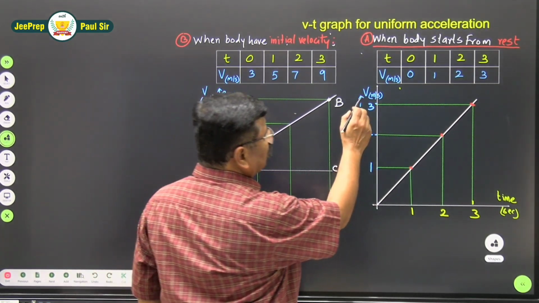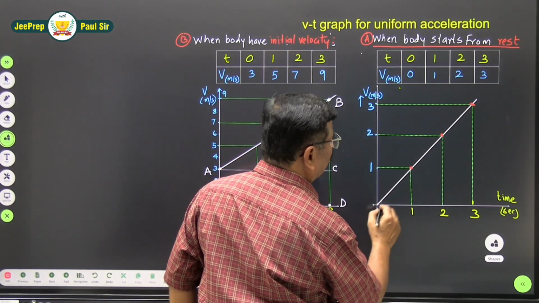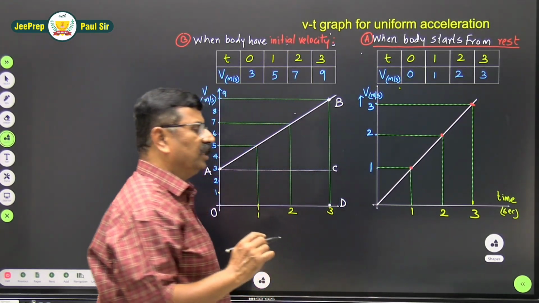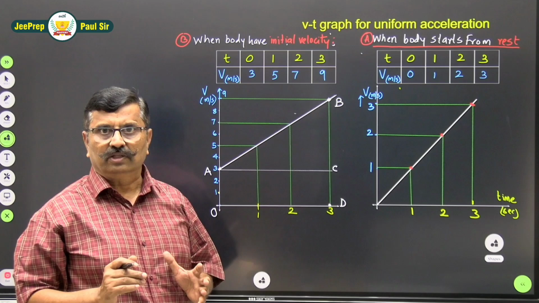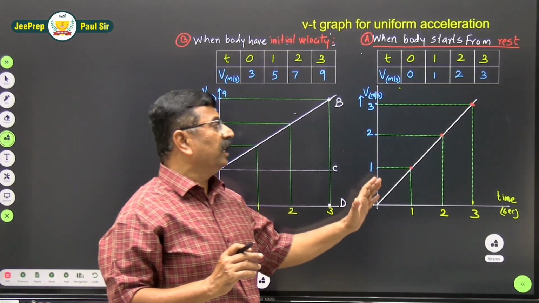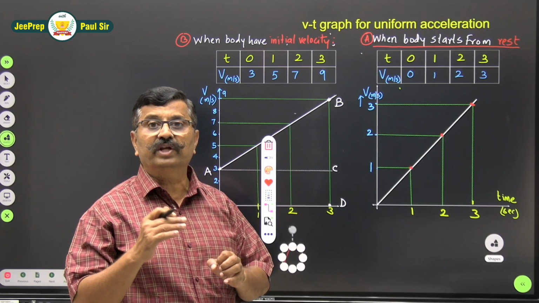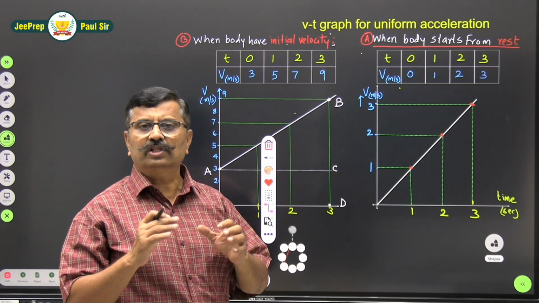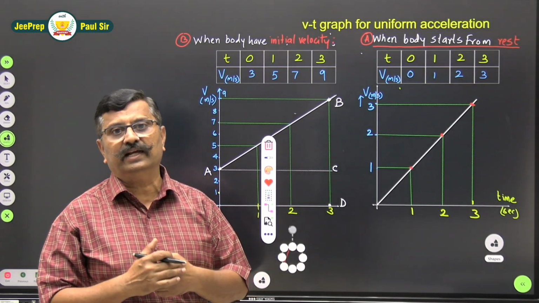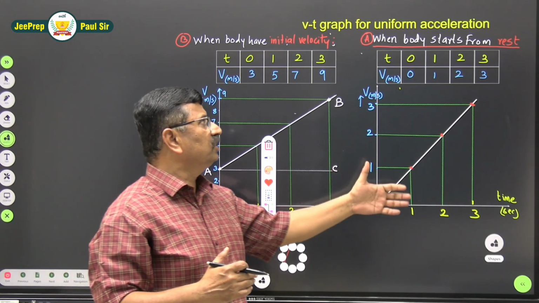So if you plot this graph of velocity versus time, you get a straight line which passes through the origin. So here the acceleration of the body is constant. Therefore, the body is moving with constant acceleration, or this motion is known as the uniformly accelerated motion. Now this is one case.